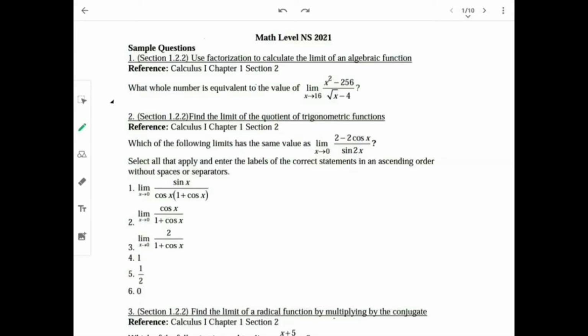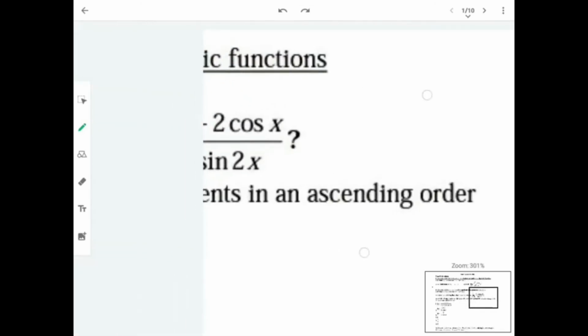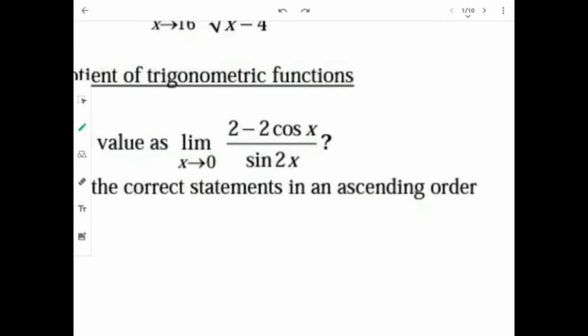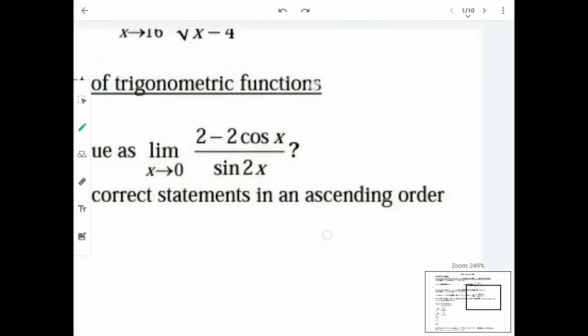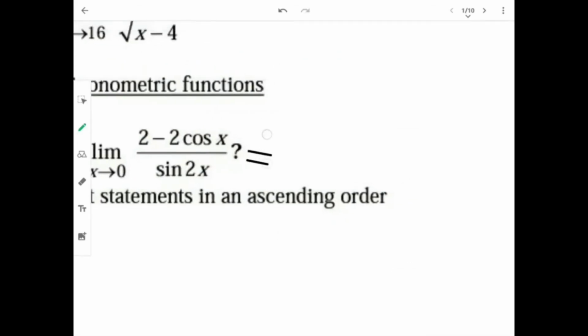Okay, so for question 2, you have a trigonometric function which you cannot just substitute x equals to 0 as x tends to 0, because it's in the denominator and it will end up to 0. So you have to somehow cancel the sine 2x. So the most obvious way is to get somehow sine in the numerator, so you can just cancel it up and down.